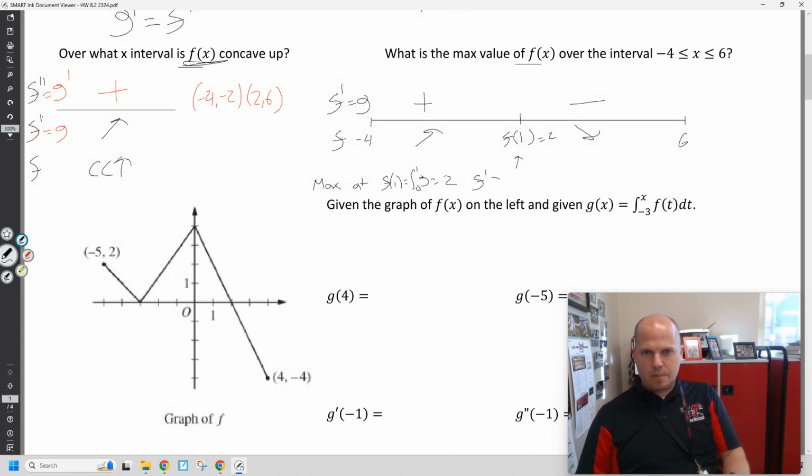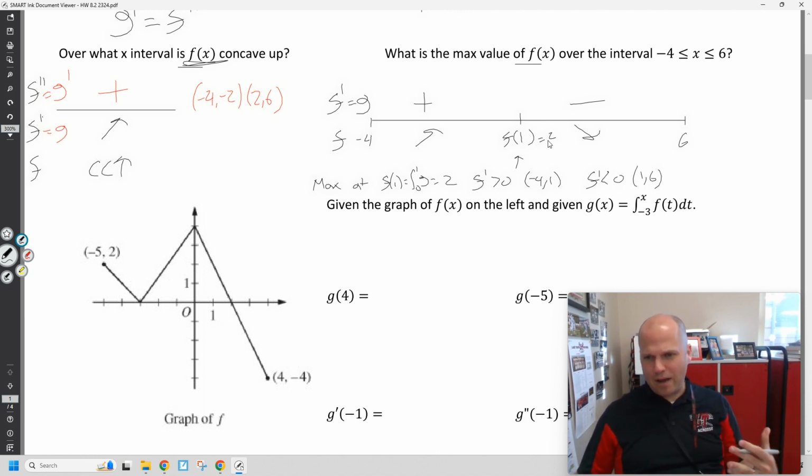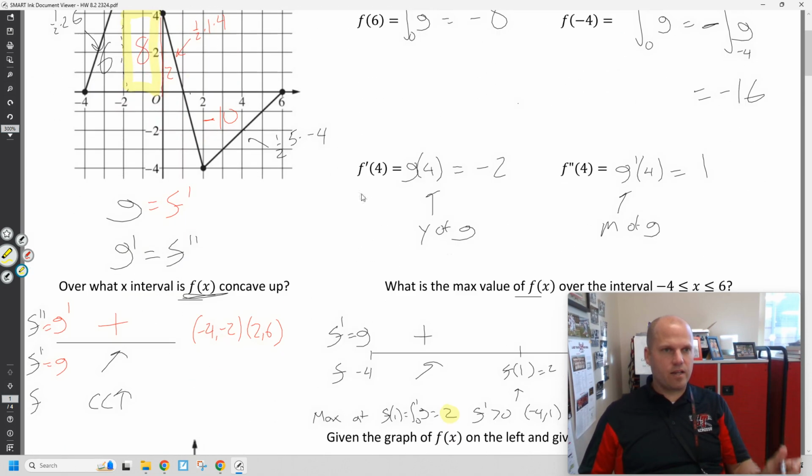Because F prime is positive from -4 to 1, and then F prime is negative from 1 to 6. And it's like 2, how is that the max value? They're asking for the max value. The max value would be 2. How can the max value just be 2? Well, let's look at the areas.